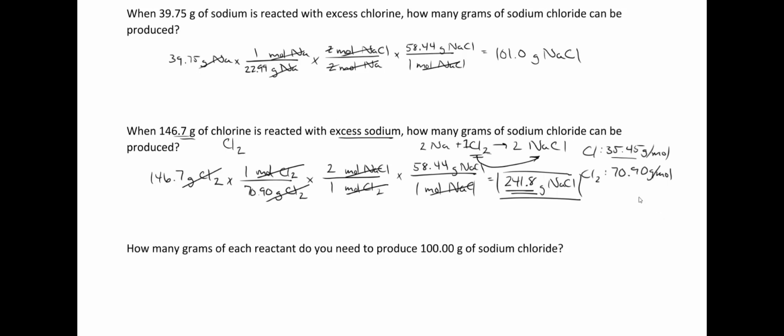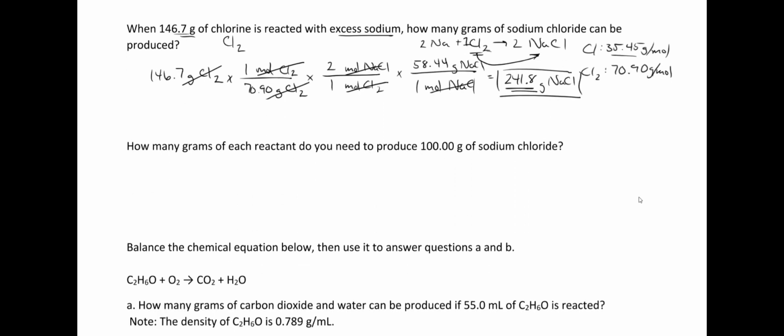Let's do a little bit more practice here. How many grams of each reactant do we need if we want to produce 100 grams of sodium chloride? And here I have a rather ridiculous set of 5 significant digits. We're going to be limited to 4 because we've already decided that with the atomic masses on the periodic table we're limiting those to 4. So how many grams of each reactant? Each reactant means we need 2 answers. We need the answer for sodium, and we need the answer for chlorine.